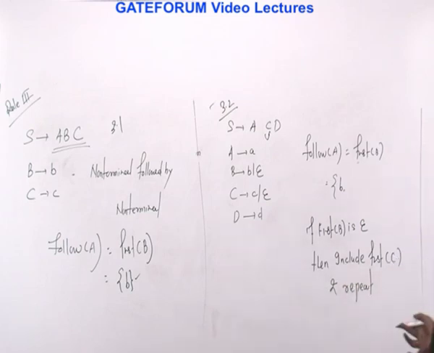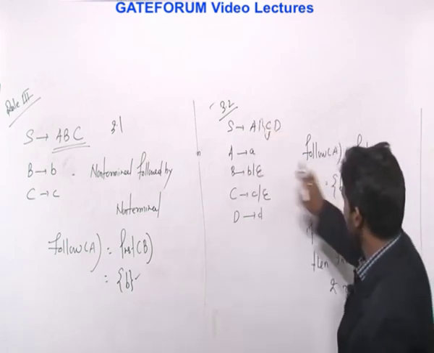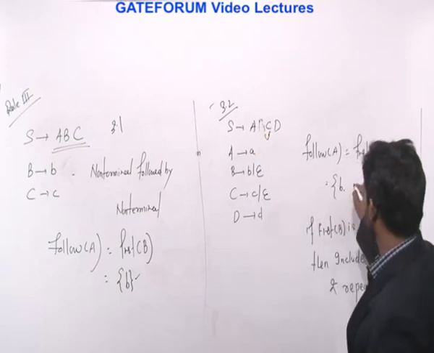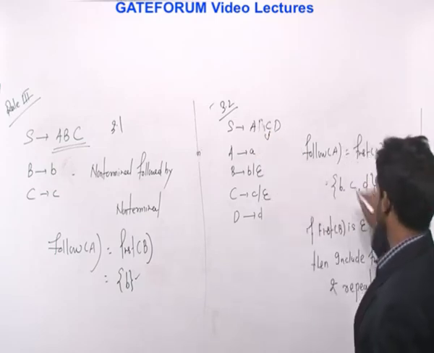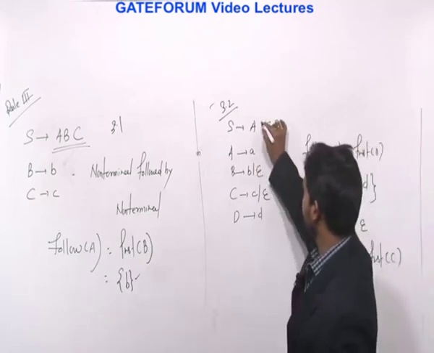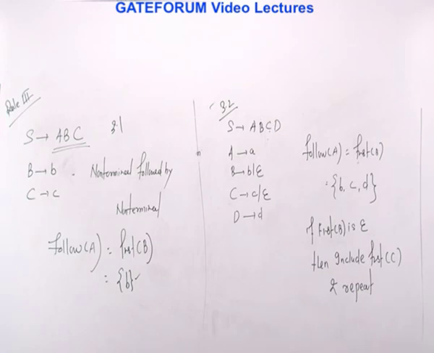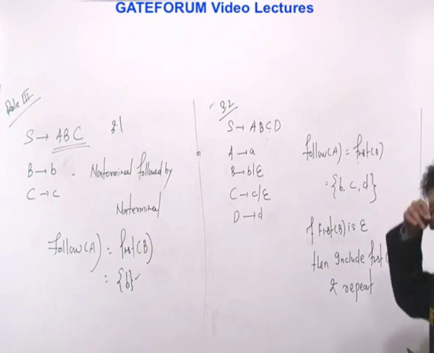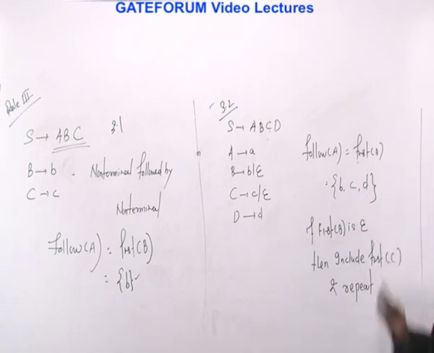So follow of A has first of B included. If B is epsilon, then first of C is included. If C derives epsilon, then first of D is included. Now we have a stopping here, and that's why we write in this way: A, B, C, D. The follow of A is first of B. Since B derives epsilon, then first of C. Since C derives epsilon, then first of D. D is not deriving epsilon, so we are stopping there. So this is the case.